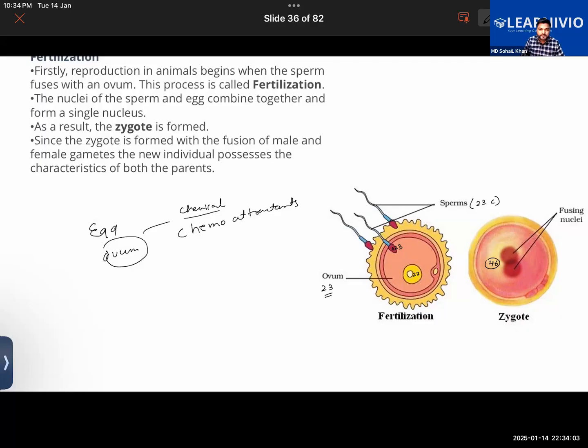So in the end, the ovum is choosing the sperm, right? Exactly. It is correct to say that the ovum is choosing the sperm and not the sperm choosing the ovum. Okay, that is the case.